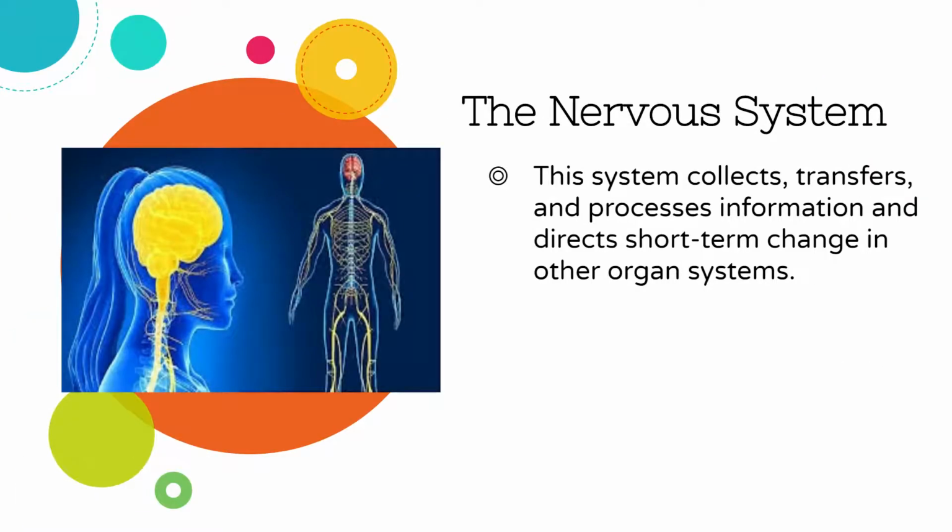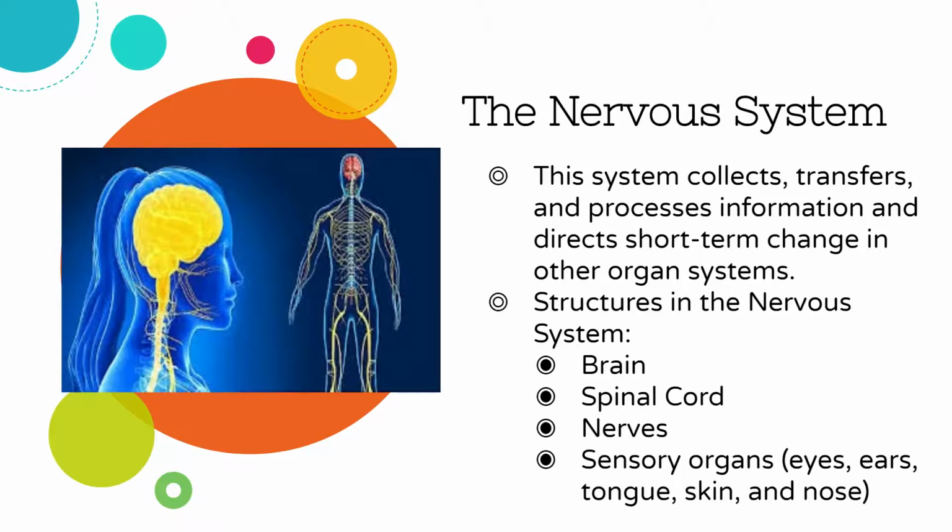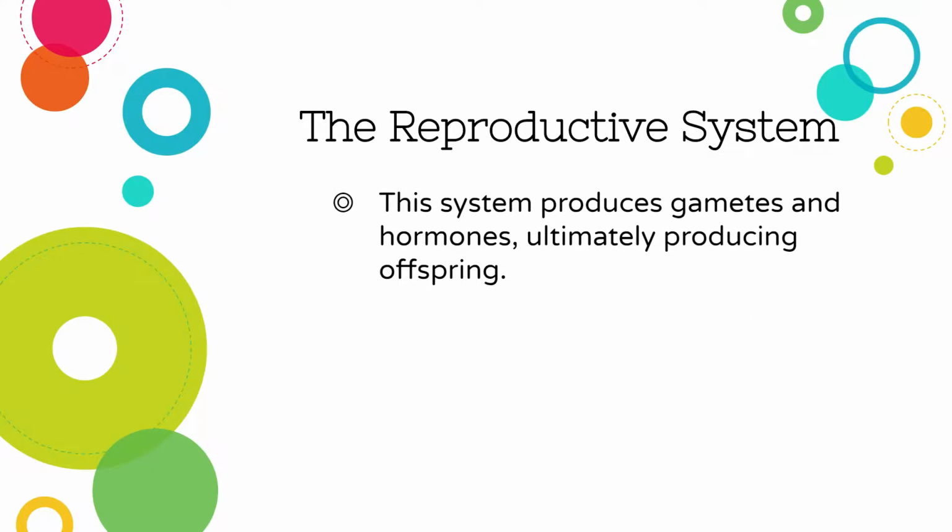The nervous system collects, transfers, and processes information and directs short-term change in other organ systems. Structures in the nervous system include the brain, spinal cord, nerves, and sensory organs such as eyes, ears, tongue, skin, and nose. The reproductive system produces gametes and hormones, ultimately producing offspring.